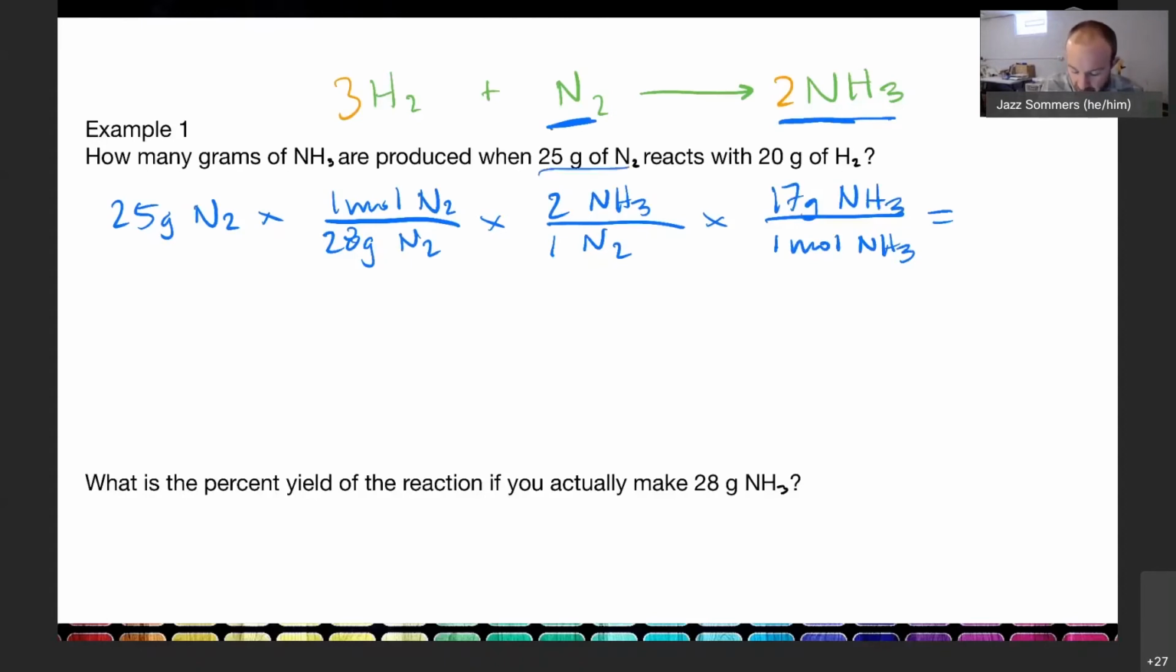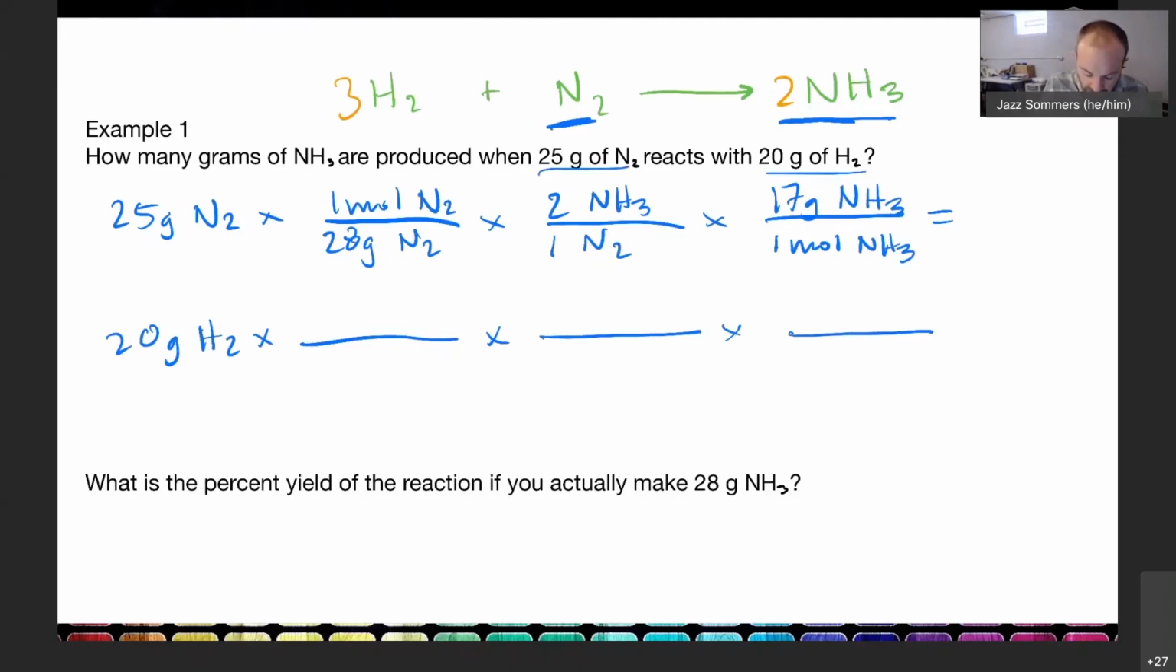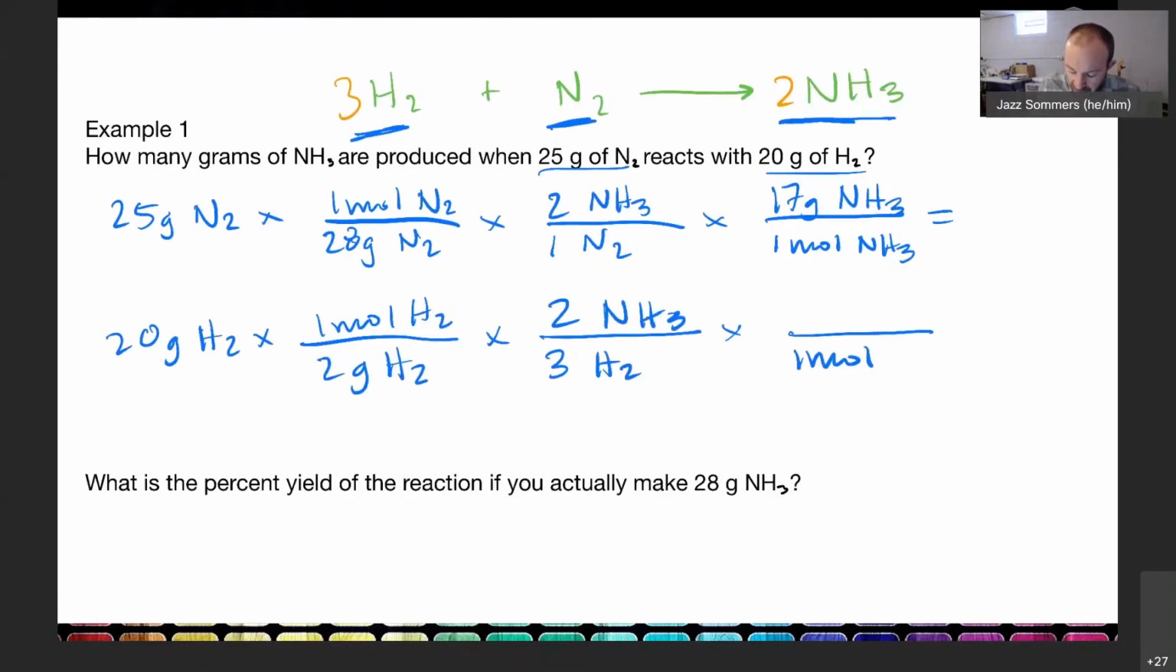I just did nitrogen, but now I'm going to do the exact same stuff with hydrogen. So let's do that also. Take my 20 grams of hydrogen. And I know there are 3 steps. I like to write that out first. You don't have to. Say 1 mole of hydrogen, again from the periodic table, is 1 plus 1, so 2 grams of hydrogen. And then the mole ratio for hydrogen to ammonia is a 3-to-2 ratio. So 3 moles of hydrogen will give us 2 moles of ammonia. And then finally, 1 mole of ammonia is still 17 grams of ammonia.